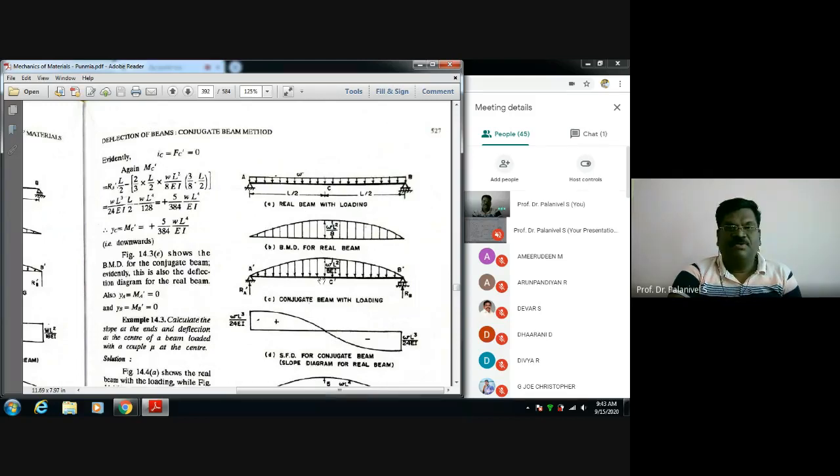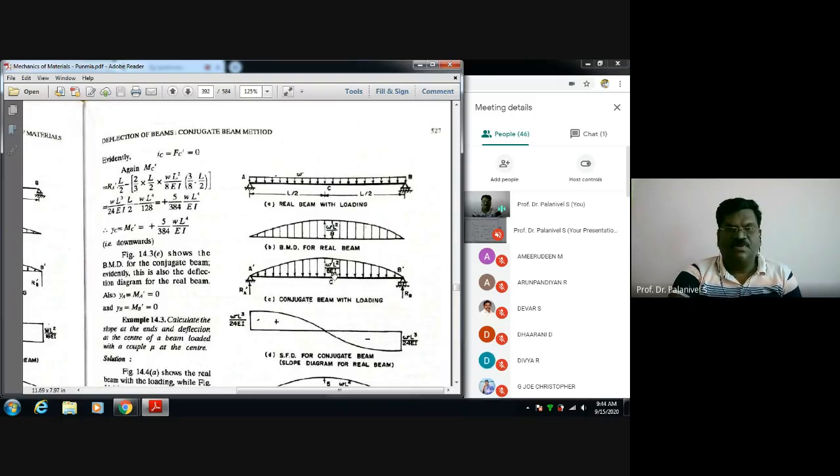Support reaction at A, RA into L by 2, is a positive bending moment, because sagging bending moment due to all upward forces is positive, I already told you. And then due to the downward forces on the left side of the section, this UDL, which is minus, that load is 2/3 into the L by 2, this length, L by 2.